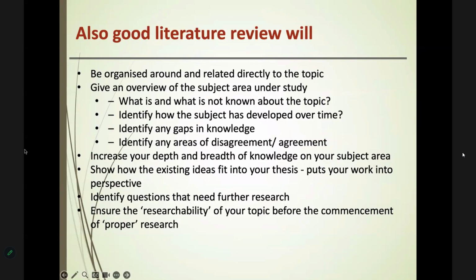A good literature review will be organized around and related directly to the topic. As I mentioned, relevance is always important, right? Sometimes some students write a dissertation with sections in the literature chapter, and we haven't got a clue why those sections are there, because they have nothing to do with your main topic, aims or objectives. They are not relevant to the topic at all, right?